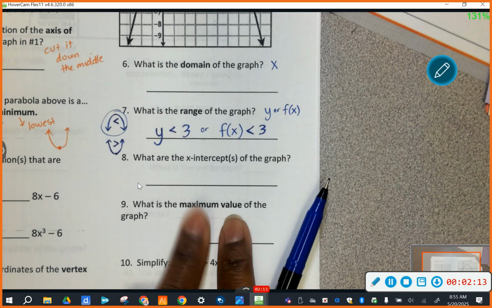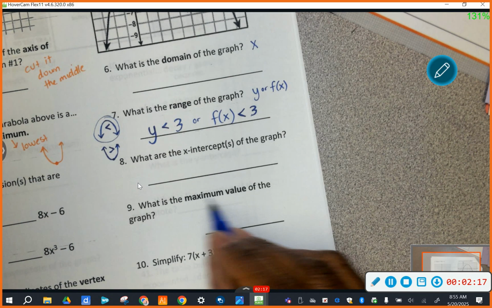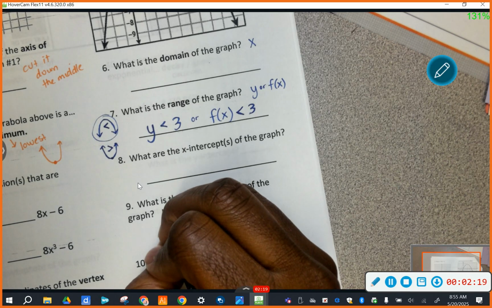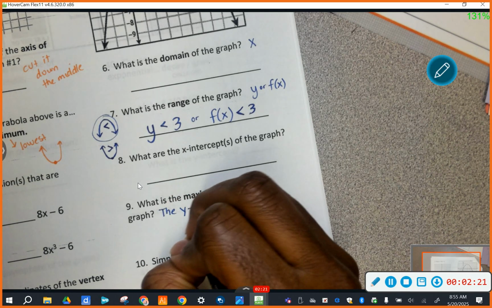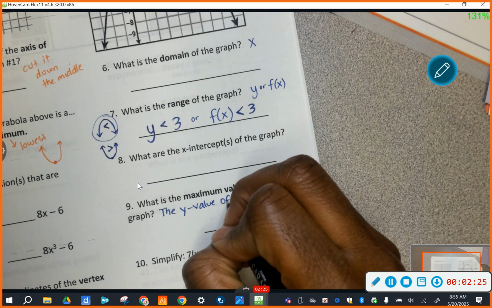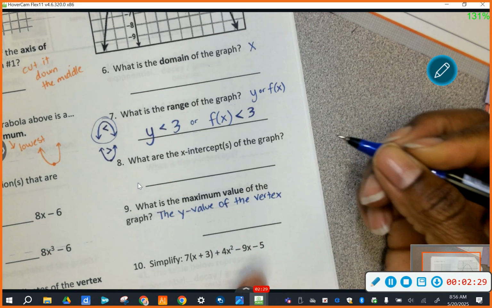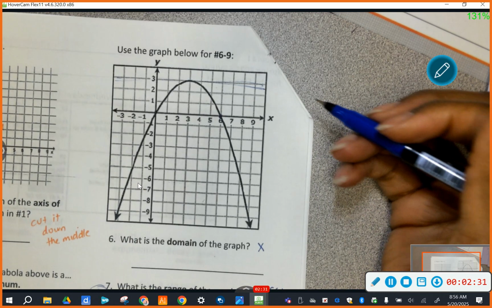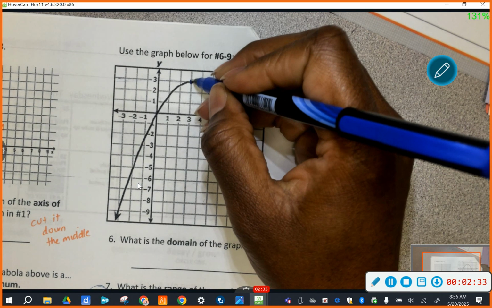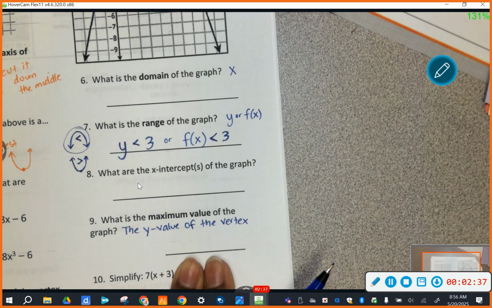What is the maximum value? I'm going to give you some information about the maximum value. It's only the y value of the vertex. So find your vertex. What is your vertex? Your vertex is right here. What is the y of the vertex? That's going to be your maximum value.